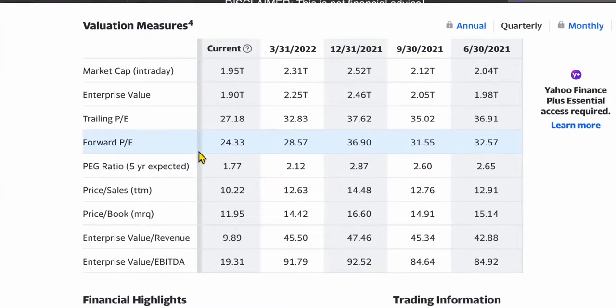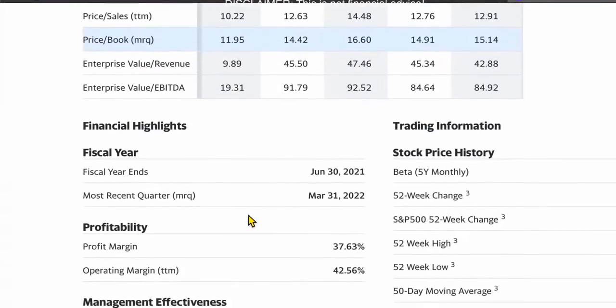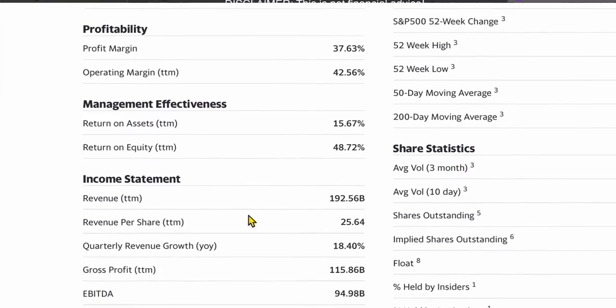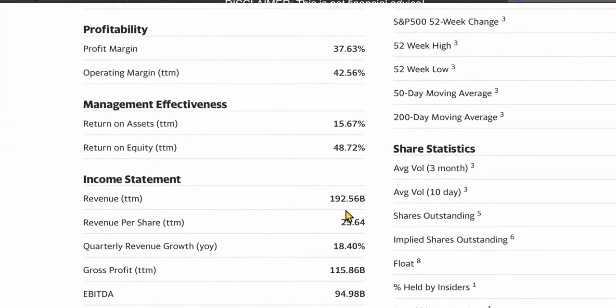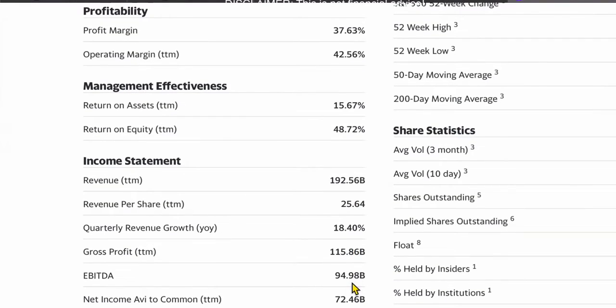Okay, so if you take a look at the forward PE ratio here, it is 24 times, which is fair, alright. But I need to see the revenue, it is 192 billion right here. 192 billion is their revenue, right? And if you take a look at the EBITDA, it is 94 billion. Wow, man, look at Microsoft's profitability. You know what Microsoft is? Almost 48% profit right here. You know, that's crazy profit.